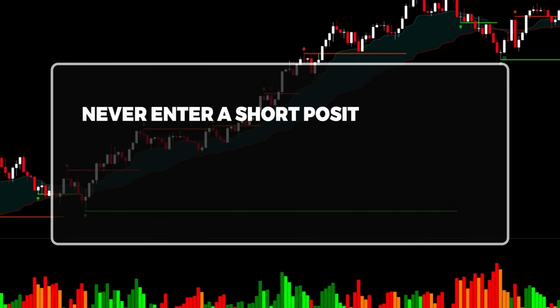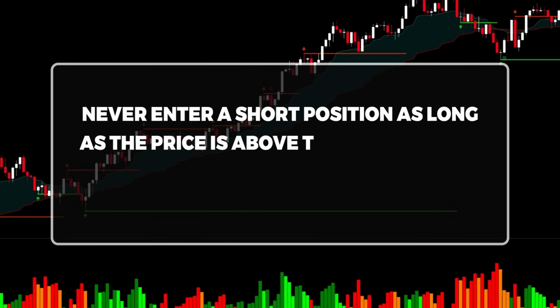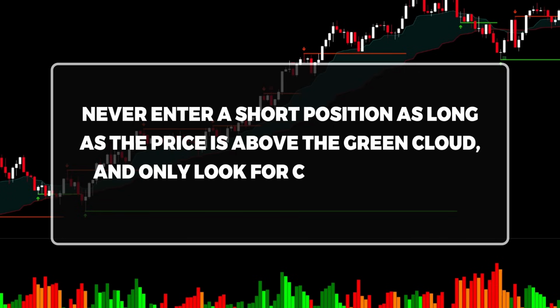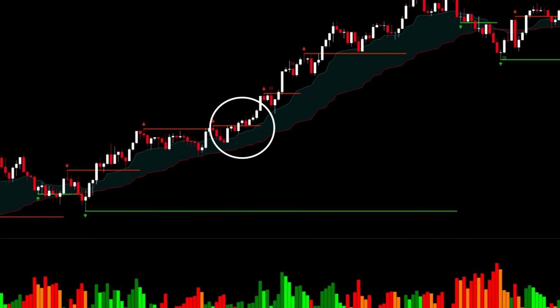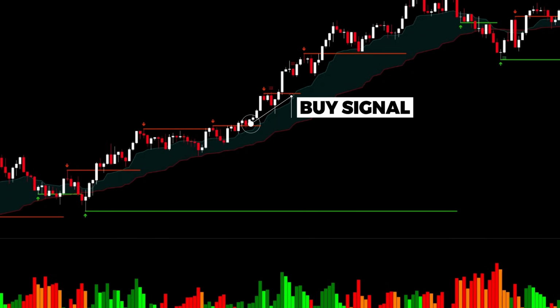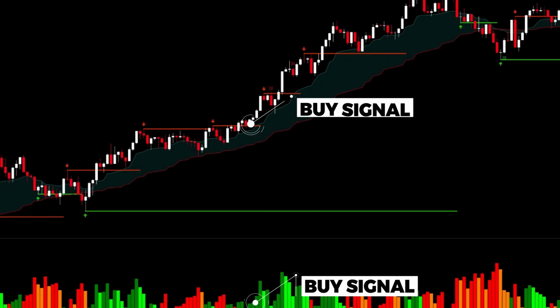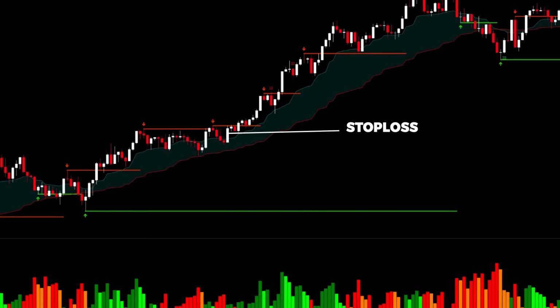Remember, never enter a short position as long as the price is above the green cloud, and only look for confirmation to enter a long position. Focus on this area: a bullish candle has broken out of the resistance zone, and after the pullback, an engulfing bullish candle has formed. If you look at the Waddah Attar Explosion indicator and see green columns, we could have opened a long position here, placing the stop loss below the support zone and setting the take profit with a risk to reward ratio of 1 to 2.